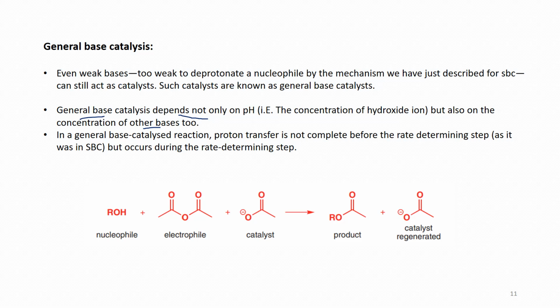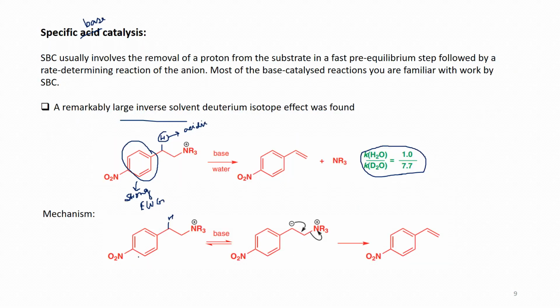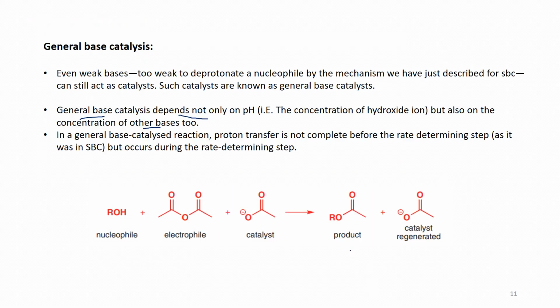In general base catalysis, the proton transfer is not complete at the rate determining step but occurs during the rate determining step. In the previous one, what we are saying is that the abstraction of the proton is happening at the first step, and then after that the carbanion takes part in the reaction forming our product in the rate determining step. But in case of general base catalysis, the deprotonation takes place at the rate determining step. The deprotonation step is the rate determining step.